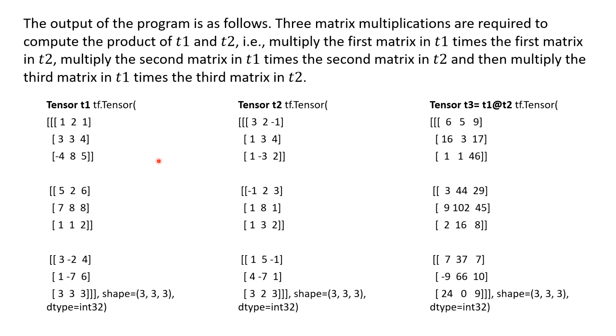We have the output of our program here. This is just a printout of the tensor T1. You notice it's three matrices, and this is T2, and this is the product. It goes matrix by matrix, so it's this times this gives you this, this times this gives you this, this times this gives you this. For example, the 46 would be this row times this column. We would get 4 plus 32 is 36, and then plus 10 is 46.